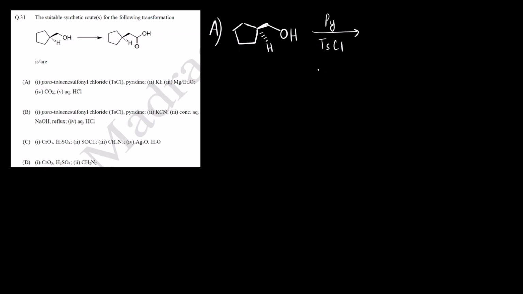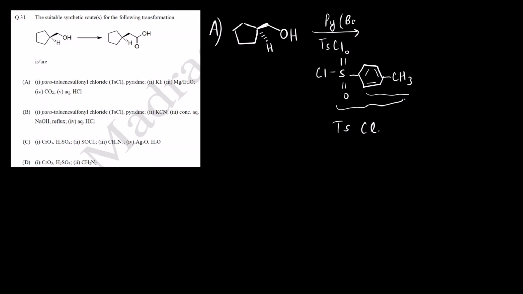What is tosyl chloride? Tosyl is this, toluene sulfonyl. Para-toluene sulfonyl chloride. This is TsCl. This is the tosyl group. Tosyl means this is toluene plus a sulfonic acid derivative, having chloride similar to an acid chloride. That is TsCl. So what will happen is, the first step is pyridine. What is it?